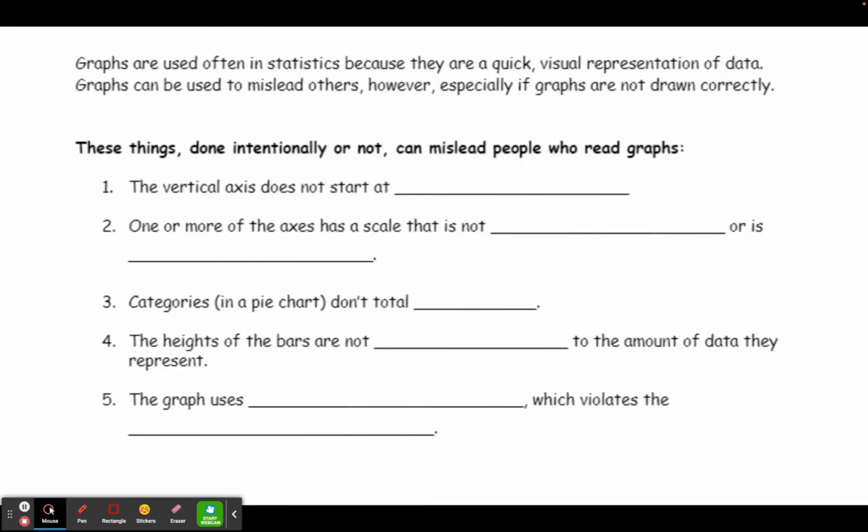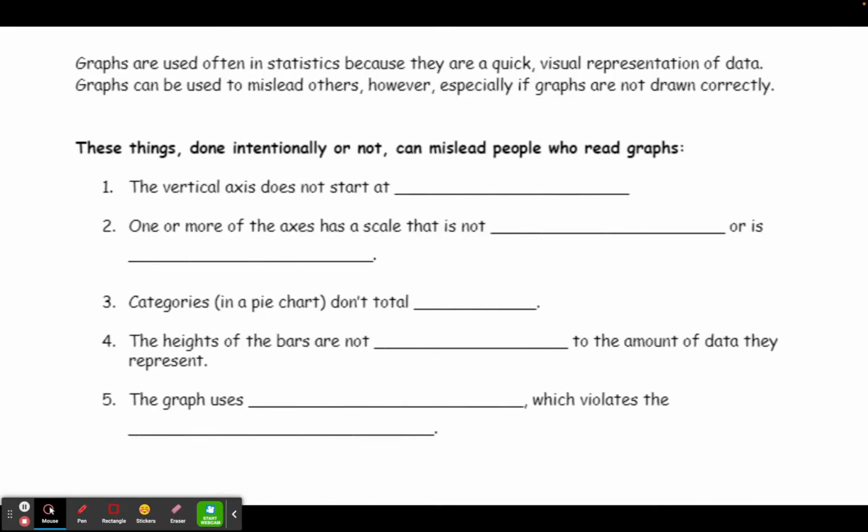In statistics, we often use graphs because they're a quick visual representation of data. And it's a lot easier for people to look at data and get information from it when it's in a visual form rather than just a list of numbers. Graphs can often be used to mislead others, and sometimes this is done intentionally, sometimes it's not done intentionally. And here are some things that can be done to mislead people who read graphs.